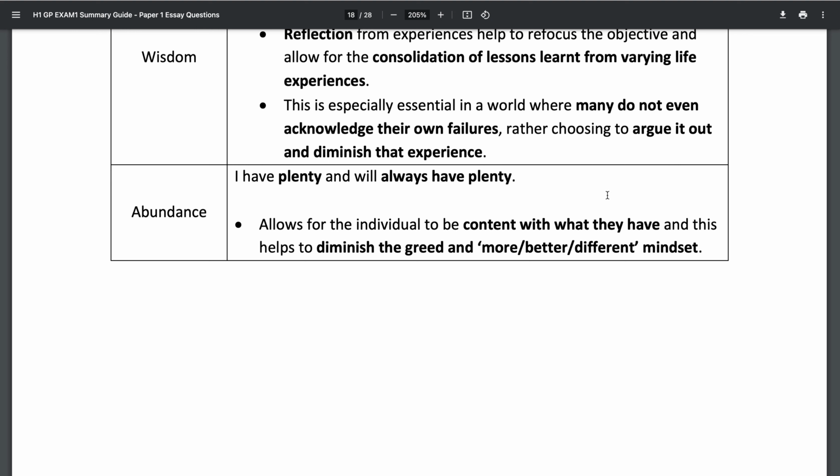So I don't need to get more than enough already. Right? I don't need to get more because I already have so much. This helps to diminish this greed. Diminishes your need to be relevant. Diminishes your need to be different. Because you're already so much. Why do I need more? That's the idea of abundance.